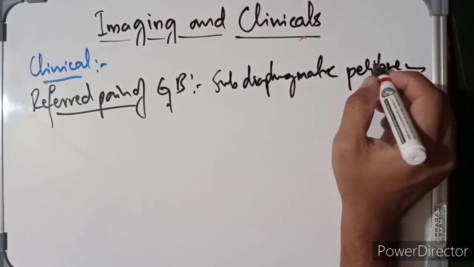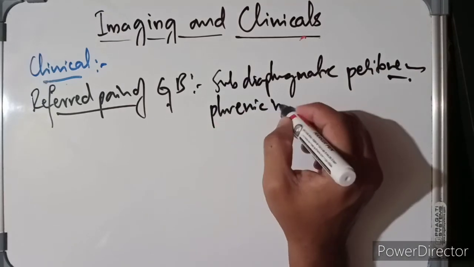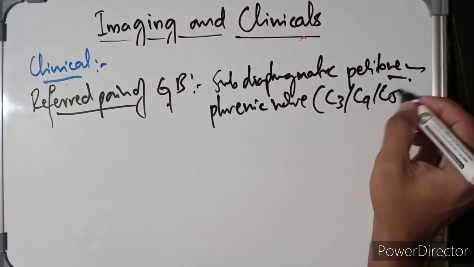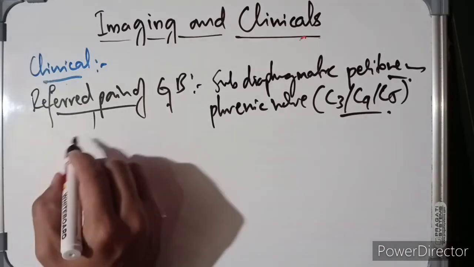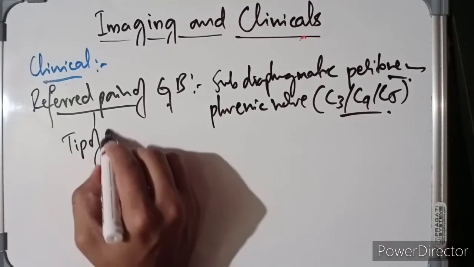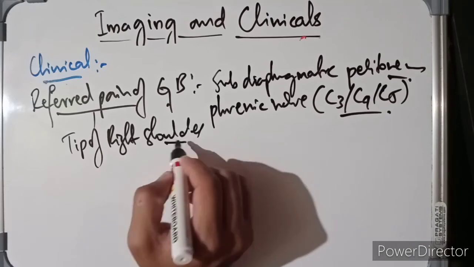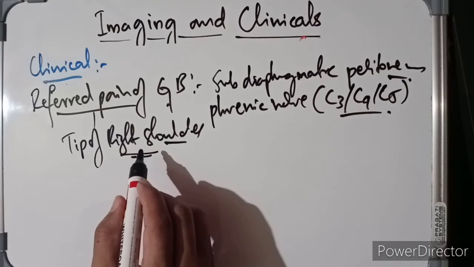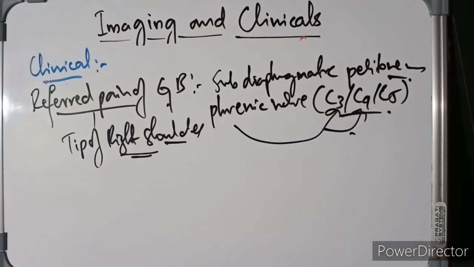It is supplied by the phrenic nerve, right? The phrenic nerve comes from the C3, C4 and C5 cervical spinal segments. So this may lead to referred pain over the tip of the right shoulder, because it is supplied by the supraclavicular nerves, and they also come from the C3 and C4 spinal segments. So that explains the referred pain of the gallbladder.